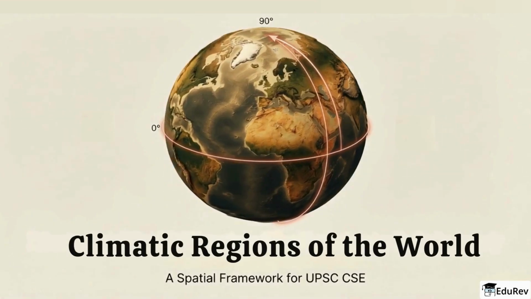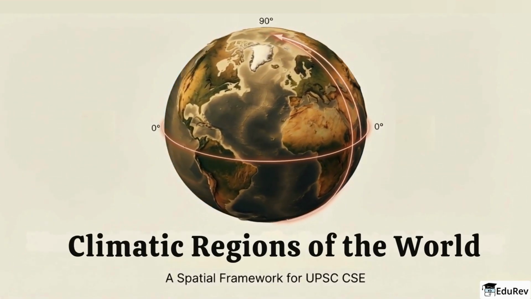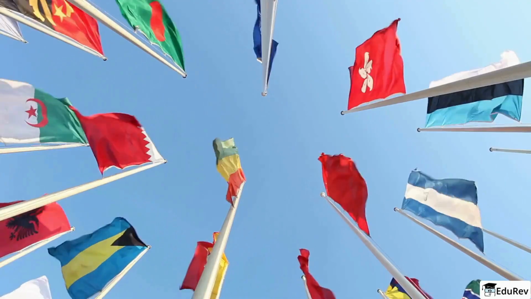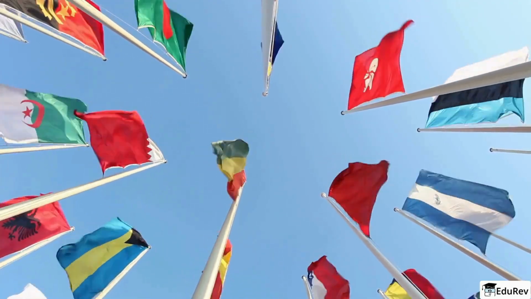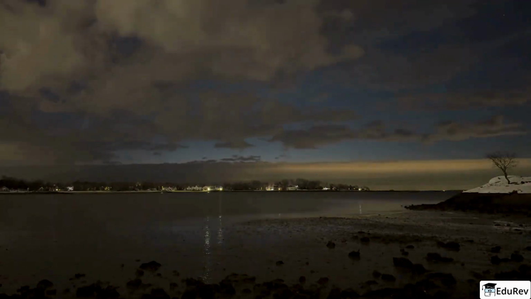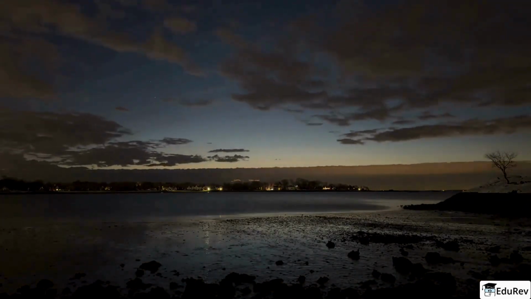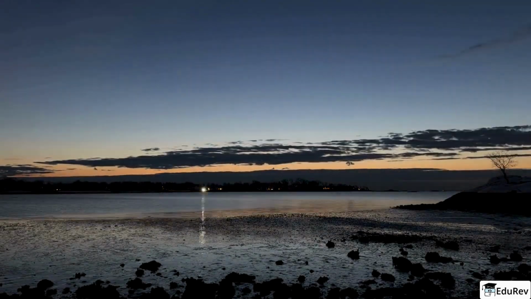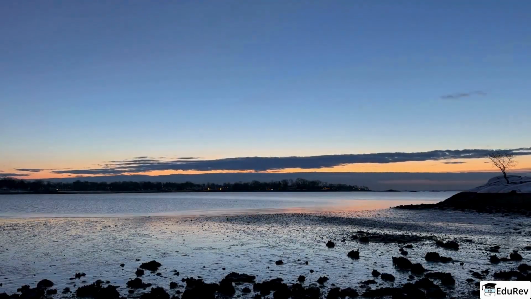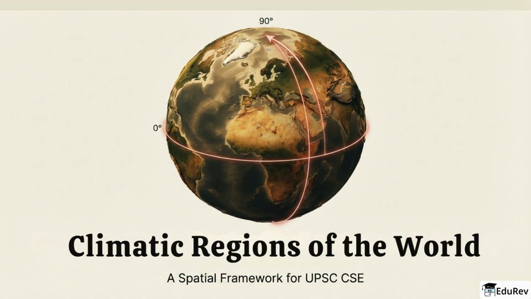Hello everyone. Today we will learn about the climatic regions of the world. Most students try to remember climate regions country by country. That fails. Climate does not care about national boundaries. It follows latitude, winds, relief, rainfall, and vegetation. So in this video, we move like a geographer, from the equator to the poles, from western margins to eastern margins, from coasts to continental interiors.